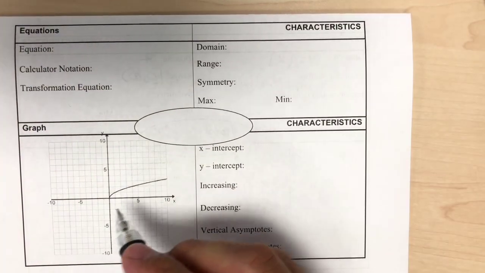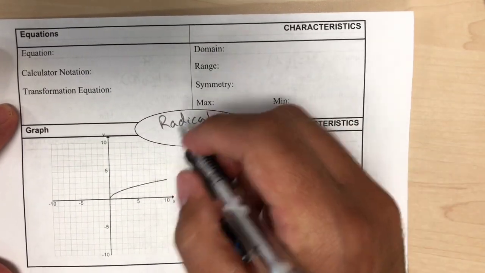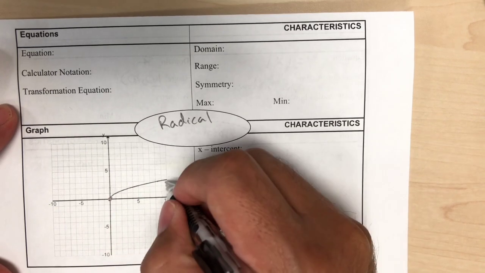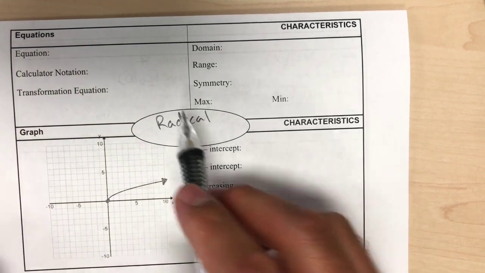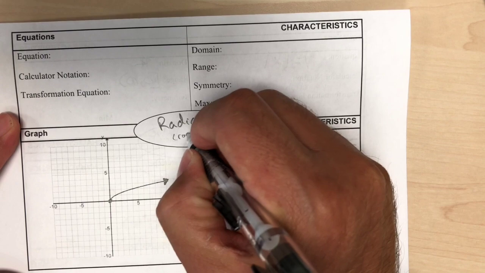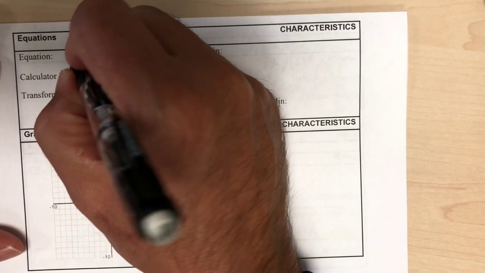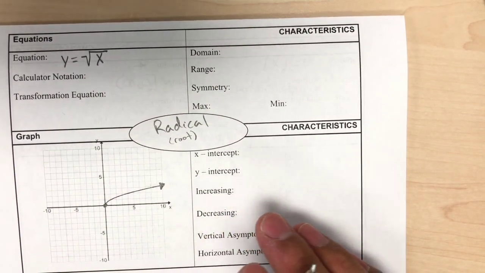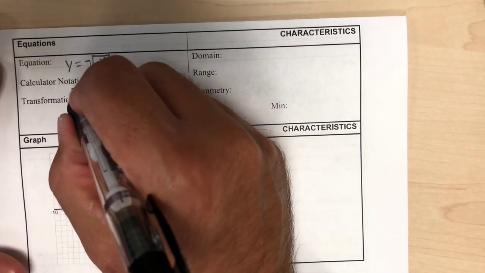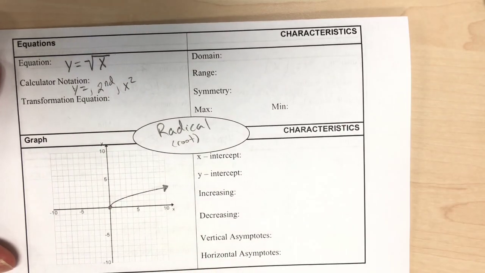Next, we have this funky looking graph. We call this a radical function. It starts here, and then it has an arrow here. So there is a point here, and then it starts that way. Radical is just a fancy way to say a root in math. What I mean by that is this equation is y equals the square root of x. In our calculator, y equals, we would just hit the second button and then the x squared button.